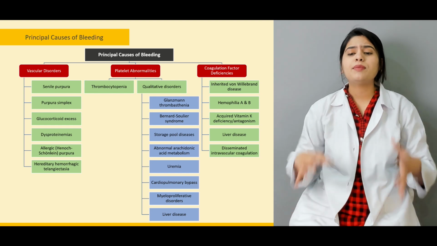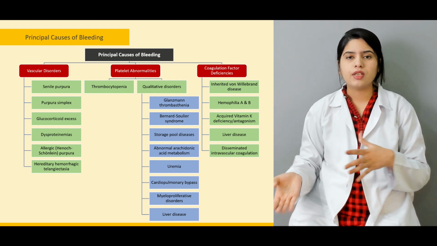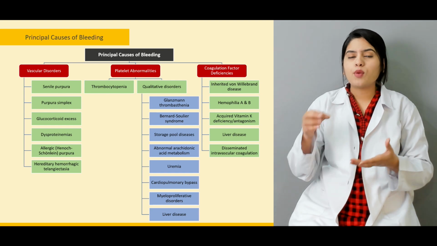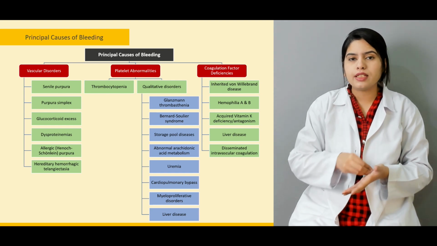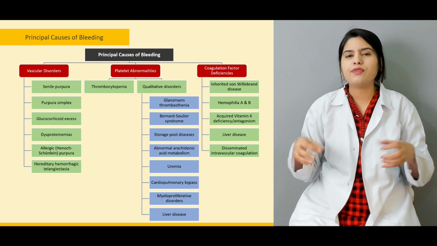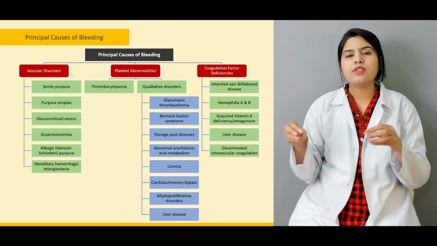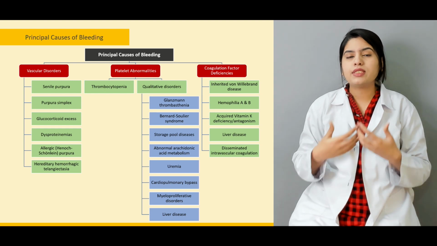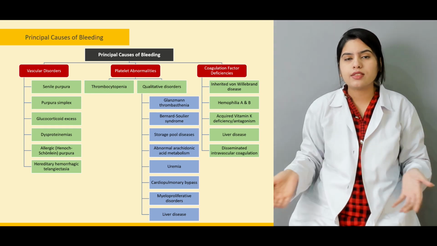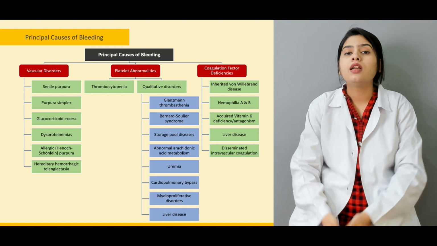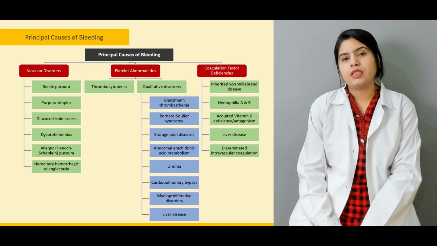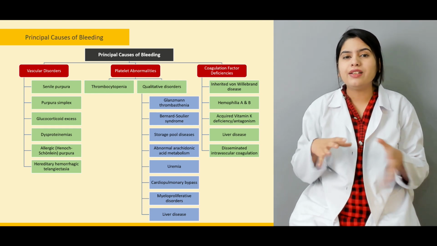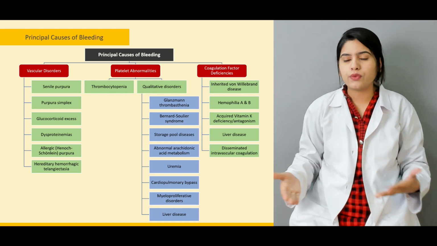Then there can be disseminated intravascular coagulation. That is basically the formation of small clots in blood vessels at different spots. At different spots, different small clots are formed that obviously hinder the normal process of bleeding control, and that will lead to obstruction or hindrance to the normal flow of the blood.